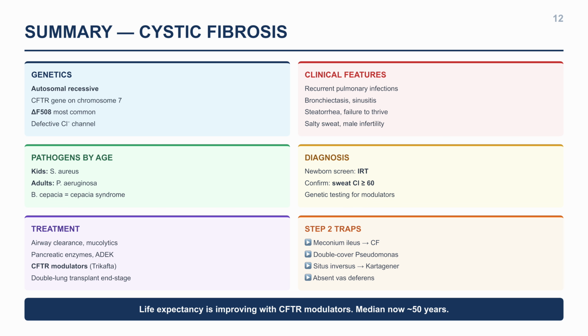Double lung transplant is an option for end-stage disease. Finally, the classic step 2 traps. Meconium ileus equals CF. Always double cover Pseudomonas. Situs inversus with bronchiectasis is cardiogenic, not CF. And absent vas deferens is a classic finding in males with CF. Life expectancy is improving dramatically with CFTR modulators, now approaching 50 years or more.